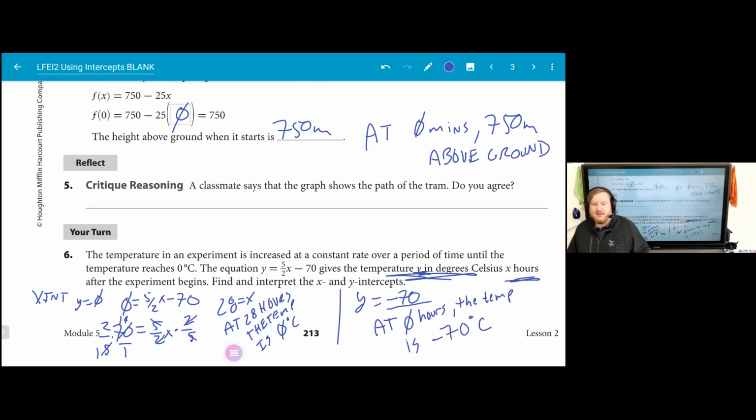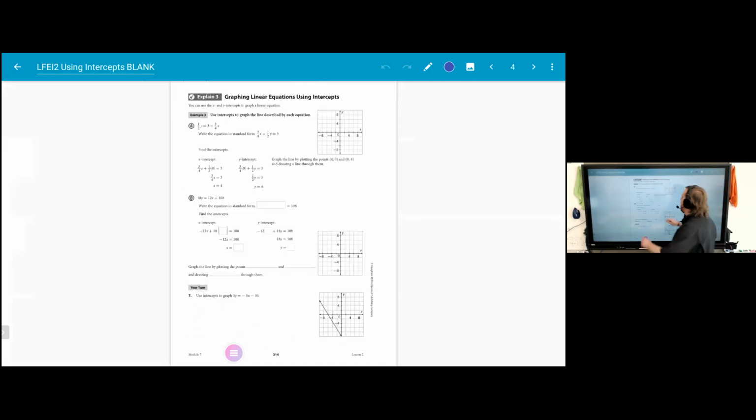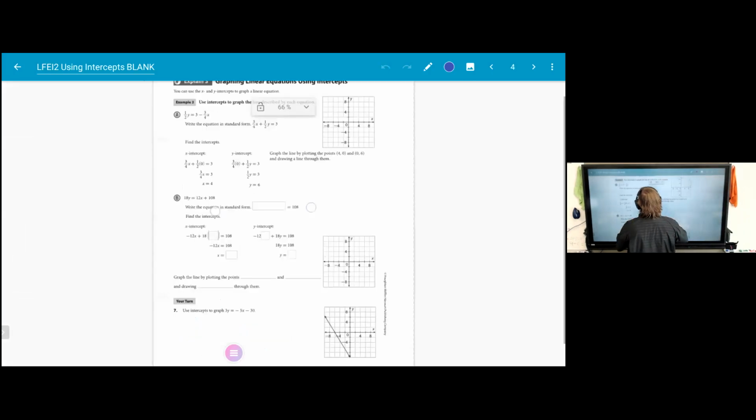All right. That's all you got to remember. And we've already done this next part. I'm going to go through it real quick. That next part is graphing, right?